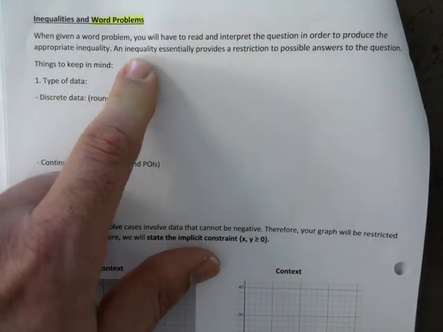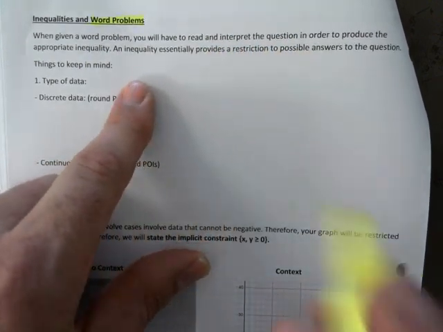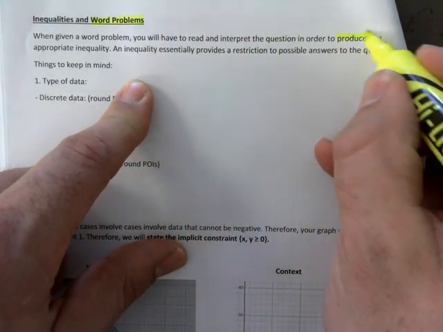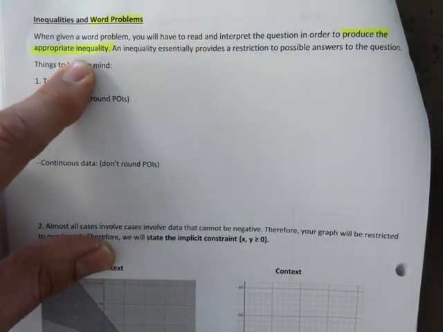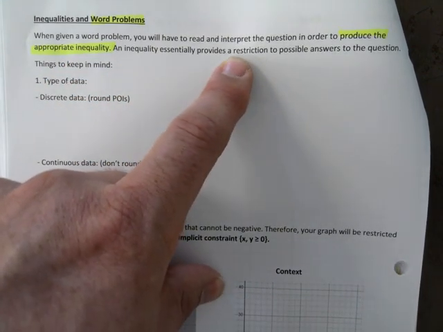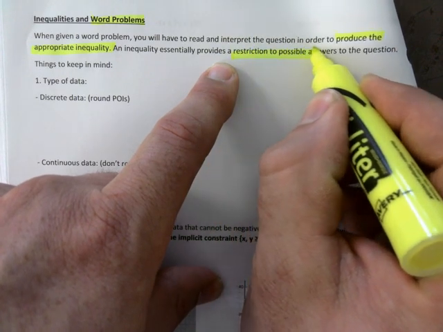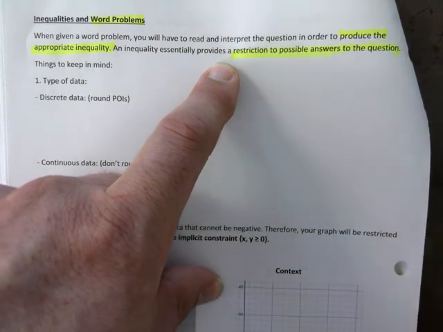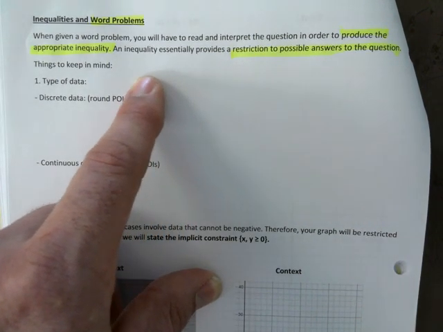If you're given a word problem, you have to read and interpret the question in order to produce the appropriate inequality. You're going to have to come up with it. An inequality essentially provides a restriction. It's basically a restriction to possible answers to that question. That's what you're doing when you're coming up with an inequality.